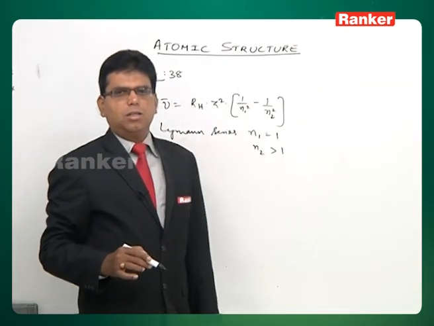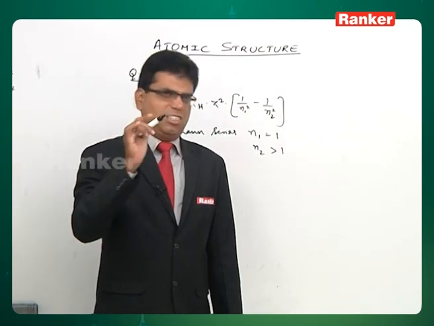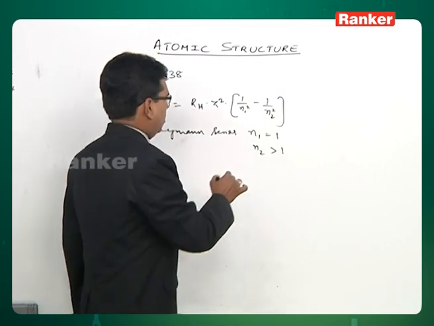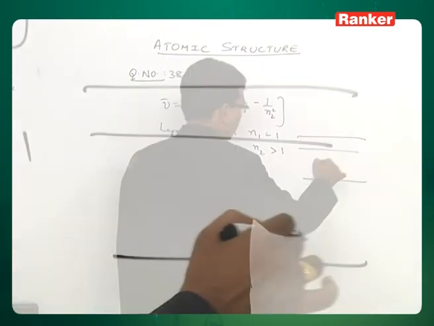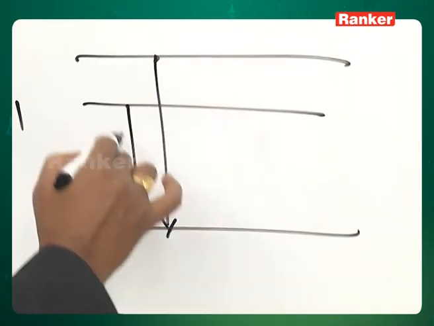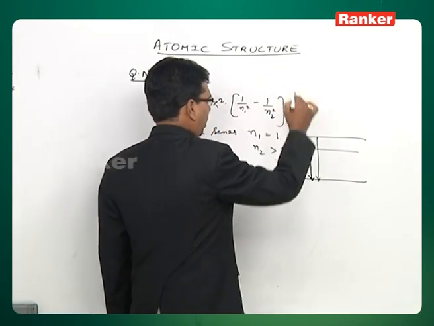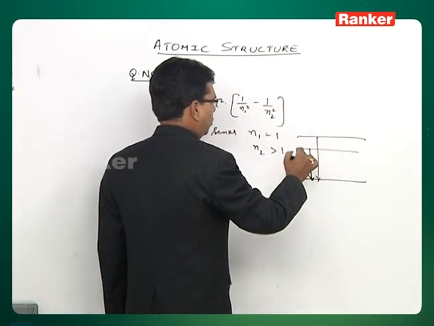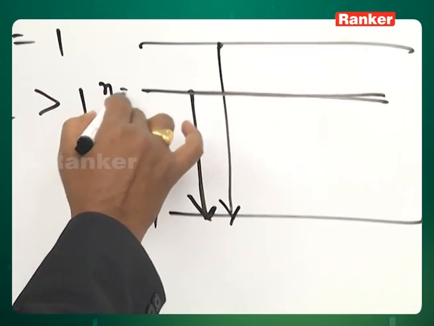And here it is the lowest energy line. Lowest energy line means, when you have the energy levels like this, for this transition and this transition, if you compare, this is the lowest energy level. So as you keep moving away, the energy difference increases. So this is the lowest energy level. So this is N1 is equal to 1 and N2 is equal to 2.